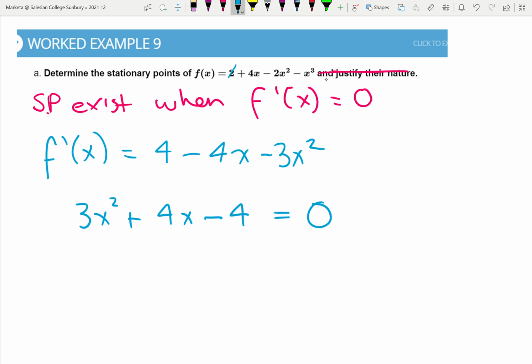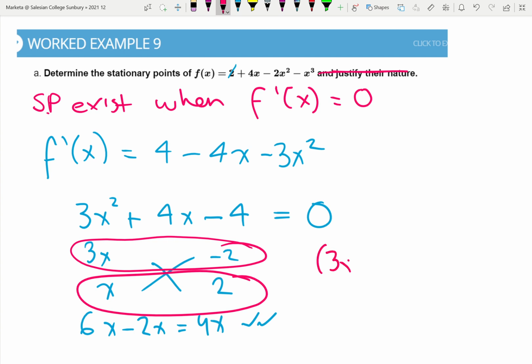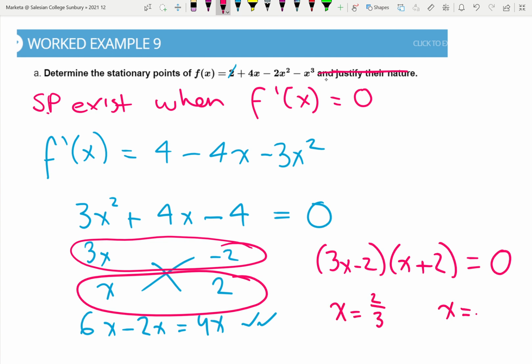So let's see, 3x times x and negative 2 times 2. And we get 6x minus 2x equals 4x. Yes, this works. So it means that in the brackets we'll go like this and like this. So we have (3x minus 2)(x plus 2) equals 0. And of course that means x equals 2/3 and x equals negative 2. So what we know is that on this graph of f(x), the stationary points will exist when x is 2/3 or x is negative 2.